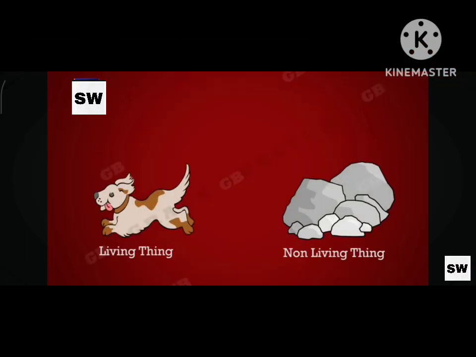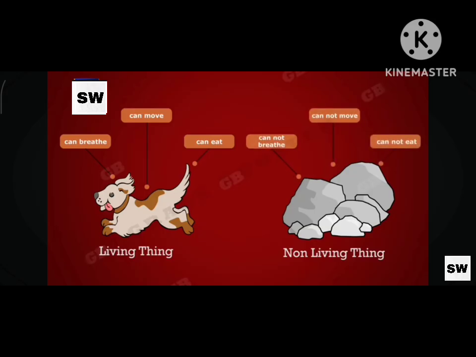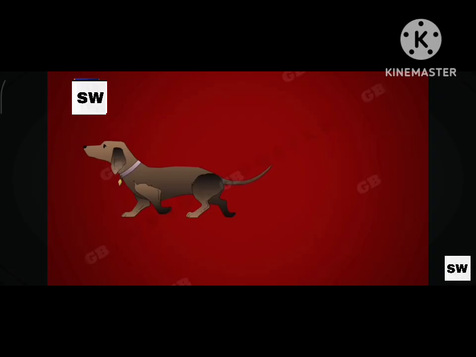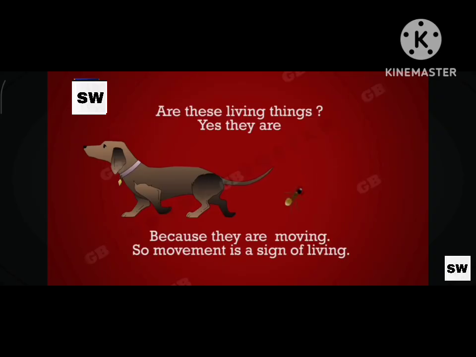We have been studying about living and non-living things. With the help of certain characteristics, we distinguish between living and non-living things. A dog wagging its tail, an ant crawling. Are these living things? Yes, they are, because they are moving. So movement is a sign of living.